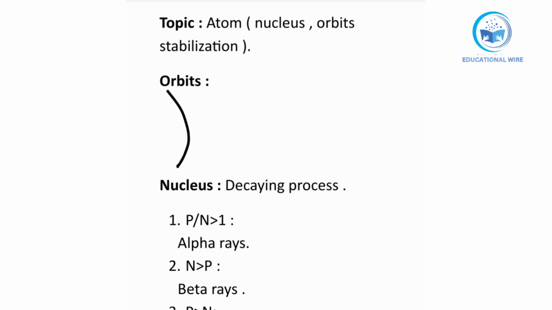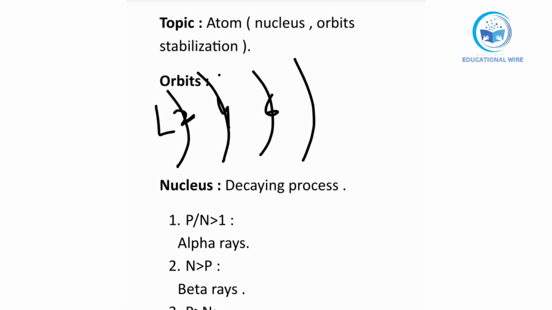Like if we have an L shell, okay. In the L shell, if we have 2 electrons, it's unstable. We have 4 electrons, unstable; 6 electrons, unstable; 7 electrons, unstable. But when this shell gets 8 electrons, it becomes stable.